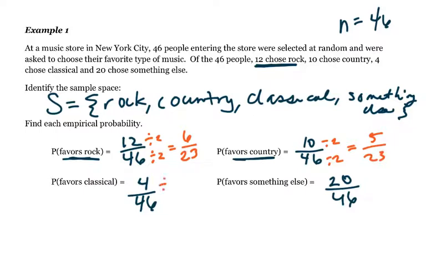Same thing here, 2 is the biggest number, and we end up getting 2 out of 23. And here, 2 is the biggest number, so divide top and bottom by 2, and we get 10 out of 23. Okay, those are our empirical probabilities for each of these examples.